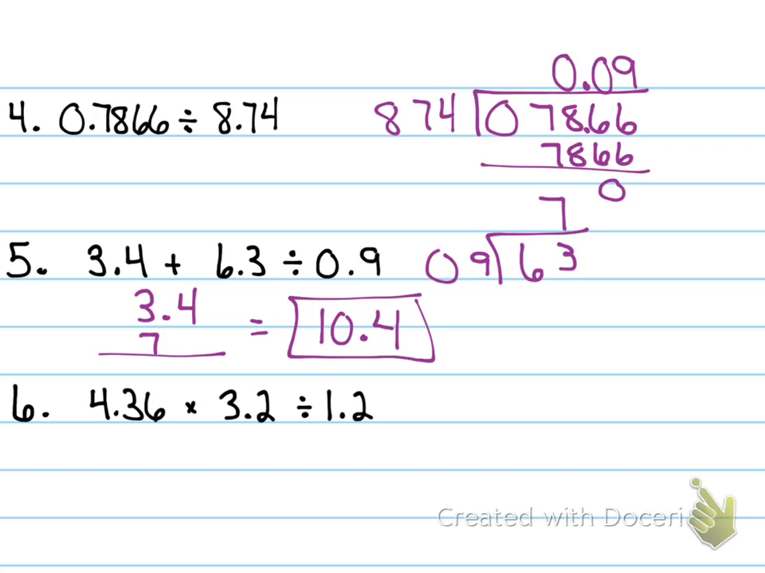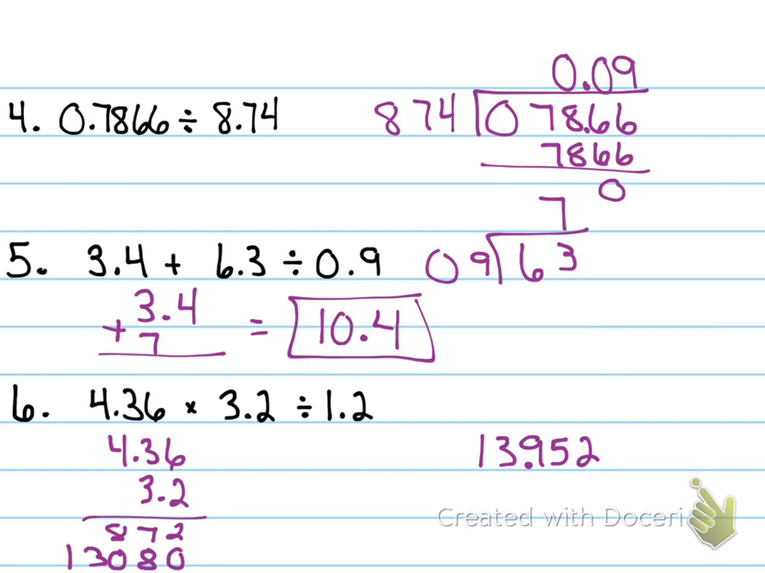Okay, number 6, you're multiplying and dividing left to right. Ooh, this one's a tough one. What did you get? 2 and 4. No. Okay, let's see what we get when we multiply, we should have gotten 13 and 952 thousandths. Did you get that? Did you at least get that far? Did you multiply correctly? Okay, now you divide that number by 1.2, or 1 and 2/10. So you move your decimal to the right, 1 place.